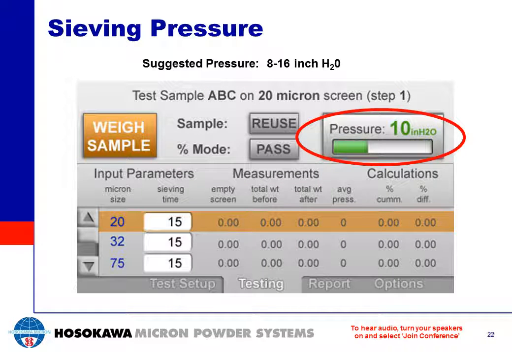The recommended sieving pressure is anywhere between 8 to 16 inches of water. Again, these parameters are product dependent. Should you have a friable material, you might consider running the airjet sieve at a lower sieving pressure, causing less attrition. Using the same sieving time and sieving pressure for each test sieve screen per each analysis will yield comparable results.